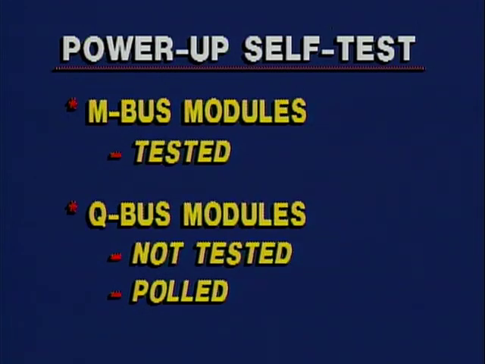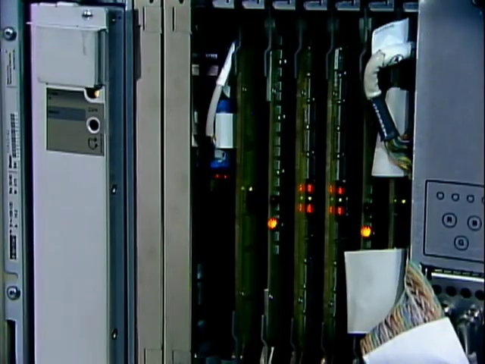As we stated earlier, the PST tests M-Bus modules only. Q-Bus modules are not tested, but the Q-Bus is polled to see what devices reside there. We should point out that even though some Q-Bus modules have a self-test ROM and contain pass-fail LEDs, their tests are not invoked on Power-Up. The pass-fail LEDs on the Q-Bus modules are not a proper confidence check.